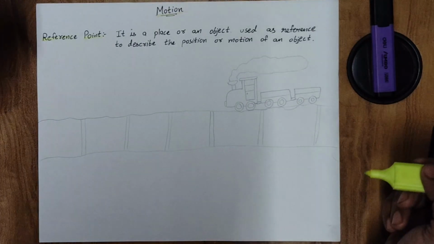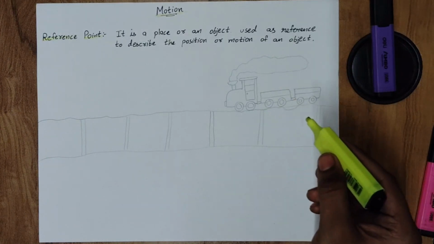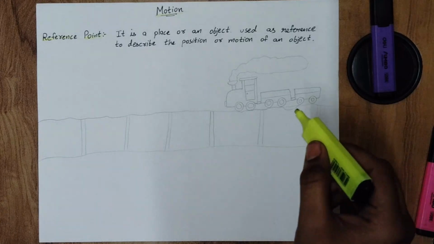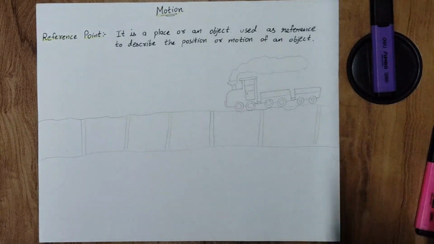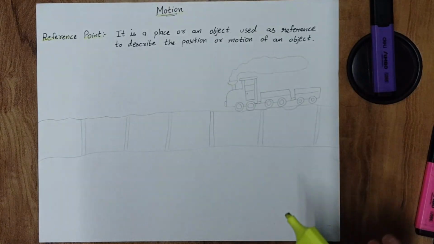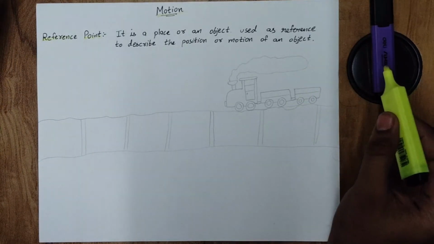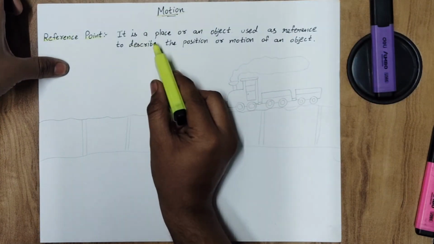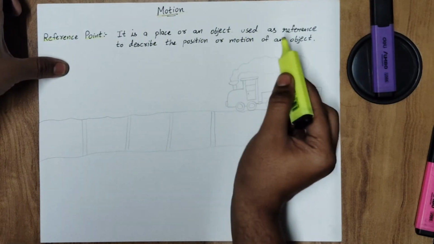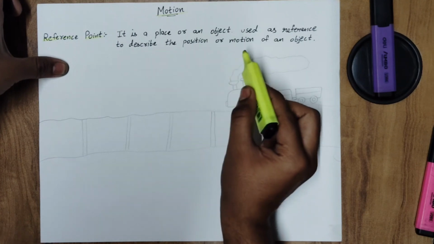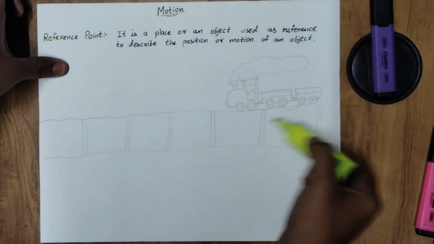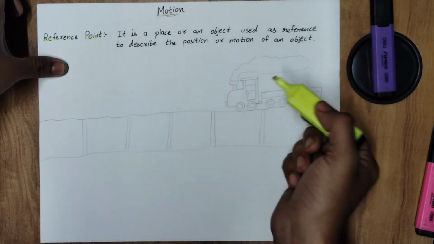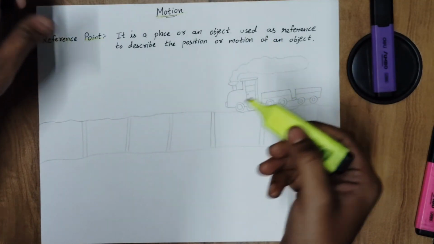So let me just answer that this position is initial, and to be precise we would call it as frame of reference. हम इसे क्या कहेंगे? फ्रेम ऑफ रेफरेंस. What does this word frame of reference mean? Reference point and frame of reference, both are the same thing. So what exactly is that? It is a place or an object used as reference to describe the position or motion of an object. What is this? This is an object, a moving train. Okay, what's its position? How will we describe that position?